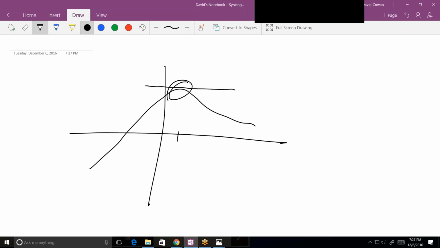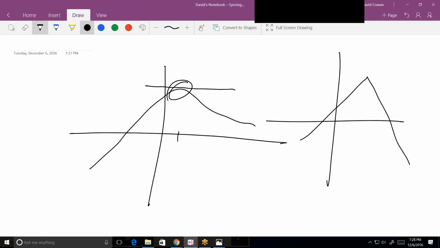Now, if I have a function that looks like this, that's continuous, but it's got what is called a cusp or a corner. It is not differentiable at that spot. There is no tangent line at that point. I would not know how to draw the slope of the tangent line there. Is the slope of the tangent line like that? Is it like this? Is it like that? Is it like this? There is no derivative at these points.